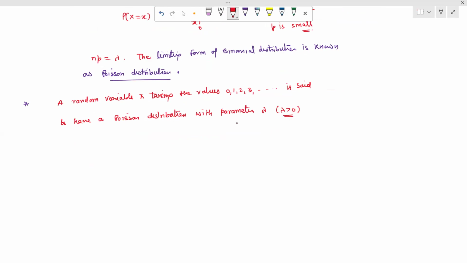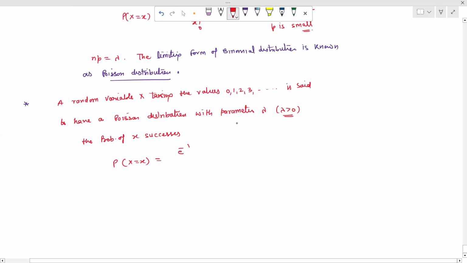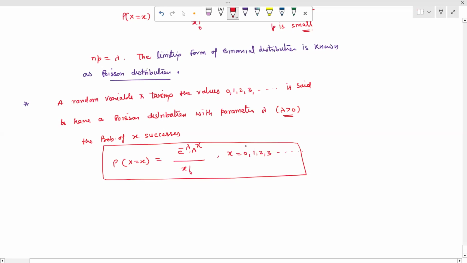So the probability of x successes we can write as p of x equal to e raised to the power minus lambda, lambda raised to the power x upon factorial x, where x is equal to 0, 1, 2, 3. 0 represents no success, then 1 success, 2 successes, 3 successes. This is the probability mass function, PMF, of the Poisson distribution. Remember this one because it helps us solve problems related to the Poisson distribution.